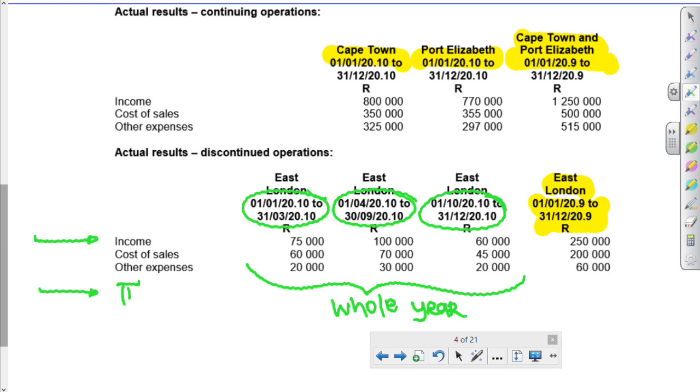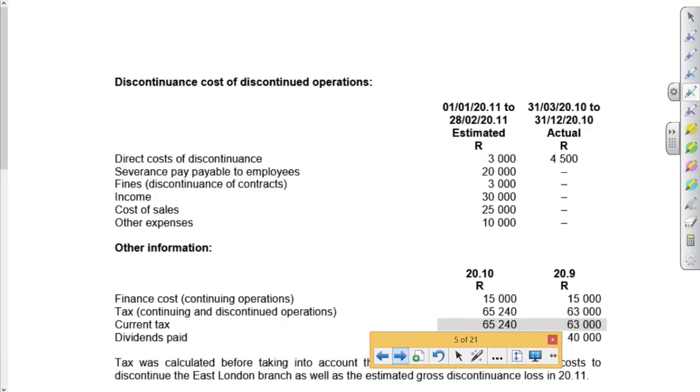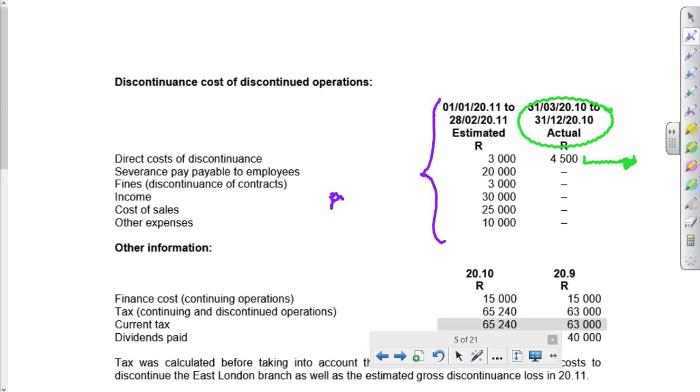So that's the information. Then there's some more information that you need to consider. It's over here. Discontinuance cost. There are some direct costs of discontinuing, actual costs that were incurred up to year end of 4.5, and then some that are estimated. These estimated discontinuance costs are the provision, or a possible provision, for discontinuing. Do you agree?